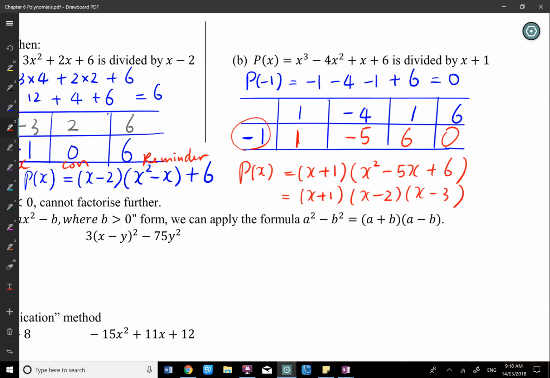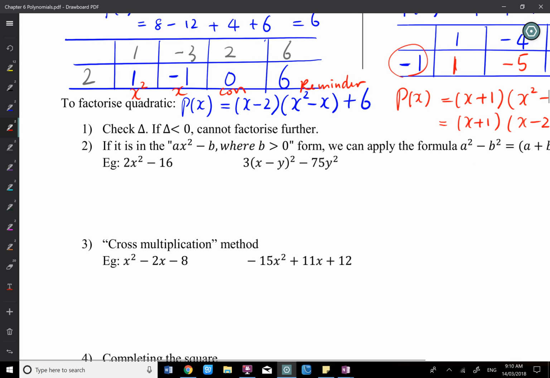So, for example, I find the linear factor x plus 1. Then we have a quadratic, which I can factorize easily here. So we need to reduce a higher power until you reach a quadratic, and then we factorize the quadratic. So what's the method for factorizing a quadratic, and can we always factorize a quadratic? Well, the answer is no.